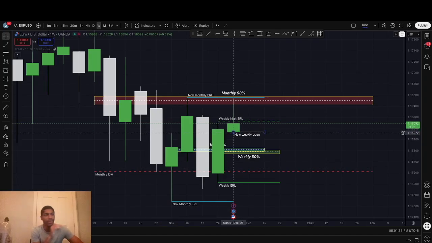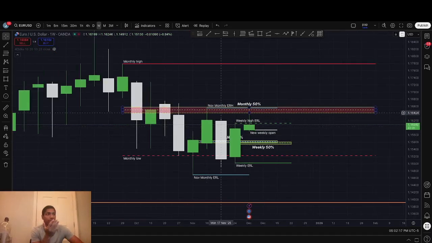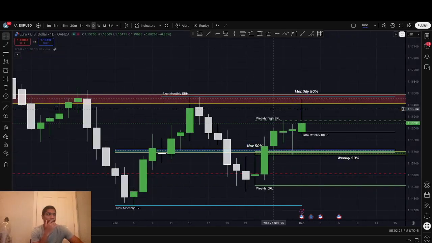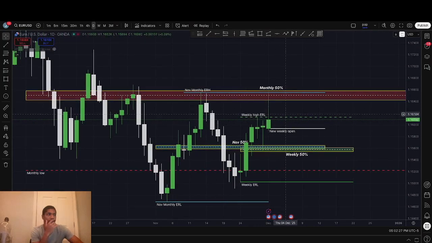Sunday night, 5 p.m., price opened and pushed up. Did not take out November's high. Right? Monday, we had a false run up. But we did sweep last week's external range liquidity. And we did sweep another internal range liquidity, which is our equilibrium for our monthly 50%. We failed to reach higher to November's high. We go to the daily, right? Look at the daily. Huge rejection, right?